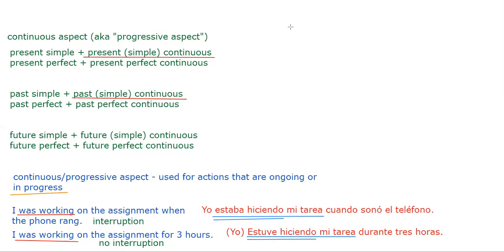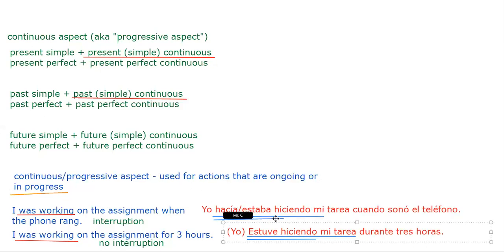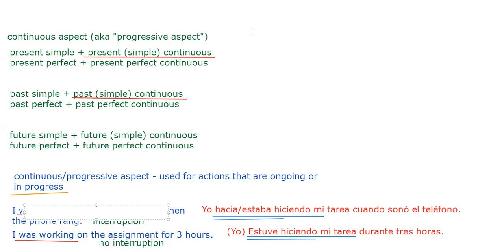And in Spanish, you could actually replace this with the bare form. You could just say hacía instead of haciendo. Estaba haciendo, you could say that. You could say that too. You could say either of these two. But in English, we can't really do that because if you use the past simple like that, let me show you.